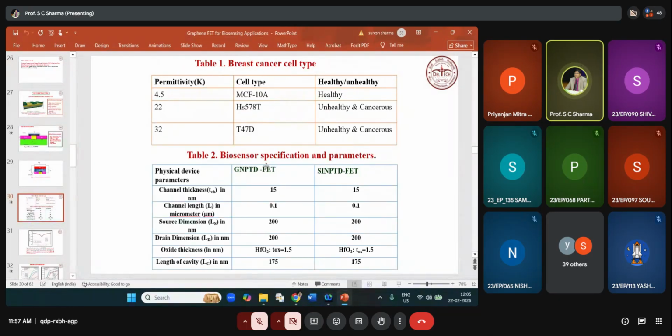Now, these are the biosensor specifications and parameters. This is graphene based, and this is silicon based. We have compared our result with silicon based. Channel thickness in nanometer, same. Channel length in micrometer, 0.1, same. Source dimension is also the same for graphene and for silicon based, and drain dimension is also the same. Oxide thickness, hafnium oxide thickness 1.5, here also 1.5. So the length of the cavity is also the same.